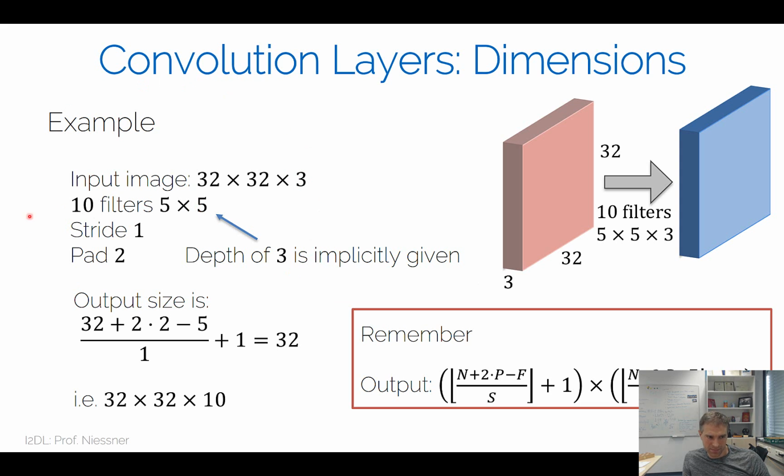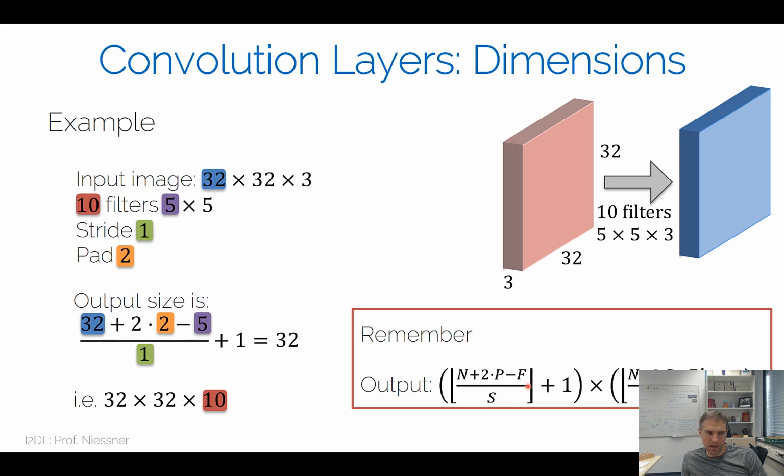Okay, so this is our example. And if we're just doing that, we have an output size of 32 plus 2 times 2 minus 5 divided by 1. It's the stride. Plus 1, and this is 32. And in this case, we are maintaining the dimensionality. Again, remember this formula here. It's input dimensionality plus 2 times padding minus filter size divided by the stride plus 1.